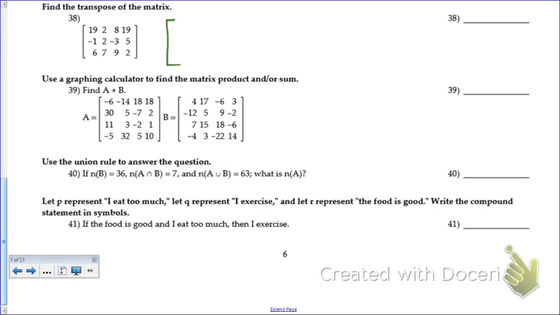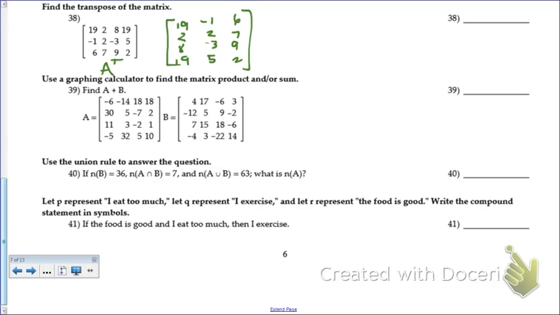So row 1, which is 19, 2, 8, and 19, is going to become column 1. 19, 2, 8, and 19. And row 2 is column 2, so -1, 2, -3, and 5. And row 3 is column 3, 6, 7, 9, and 2. And that's my transpose matrix. If I was trying to do it with a calculator, I could just put A to the T.